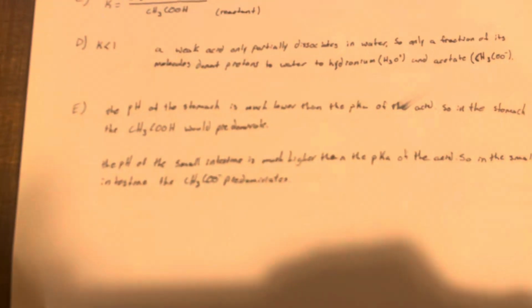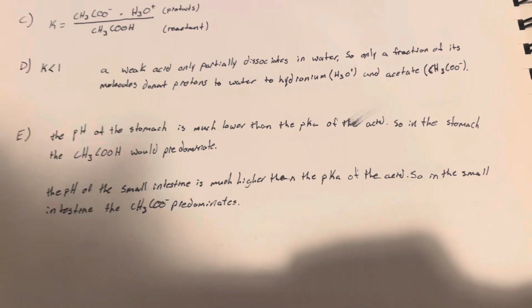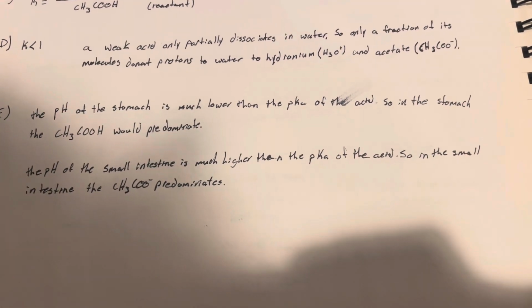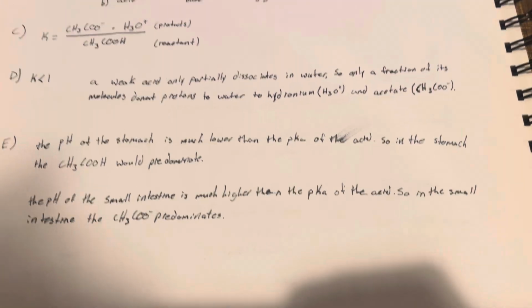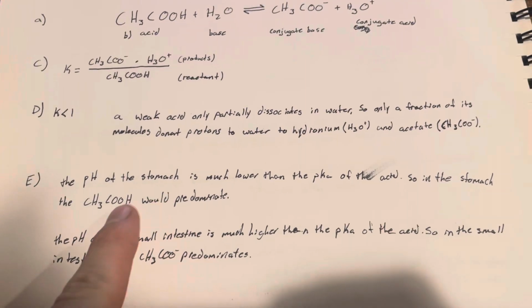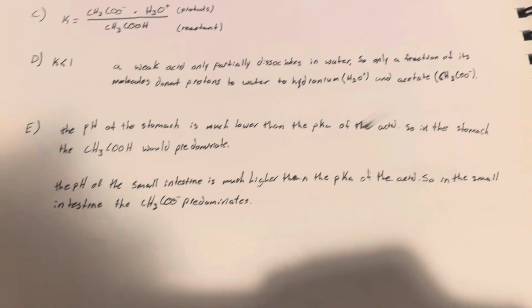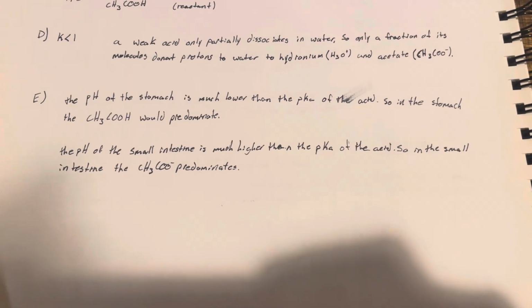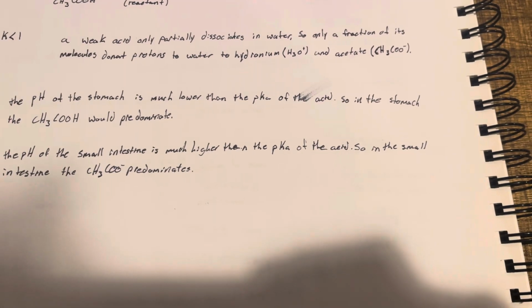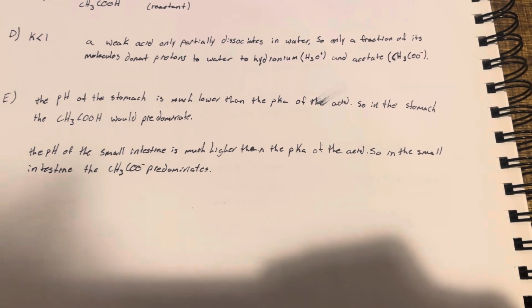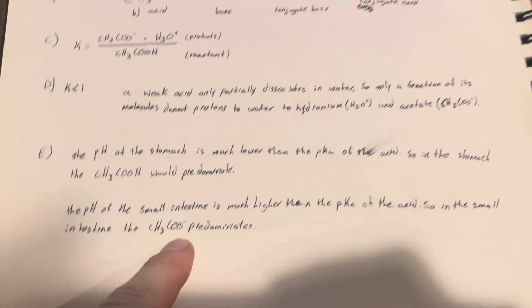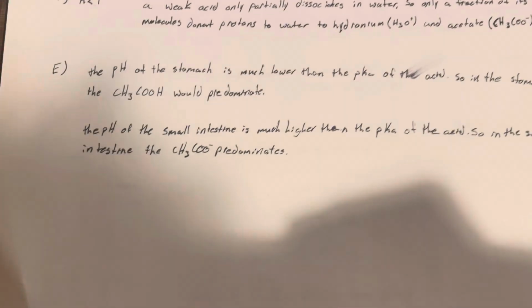So, the pH of the stomach is much lower than the pKa of the acid. So in the stomach, the acid would predominate. The pH of the small intestine is much higher than the pKa of the acid. So in the small intestine, the conjugate base predominates.